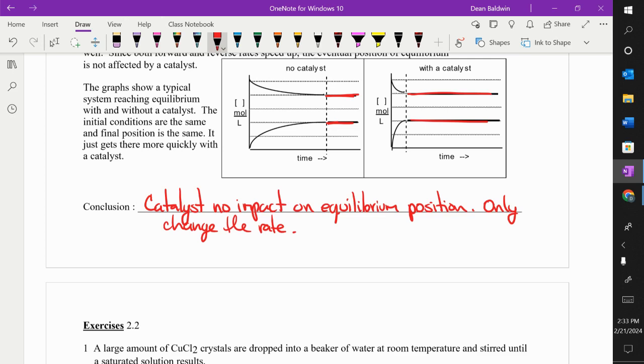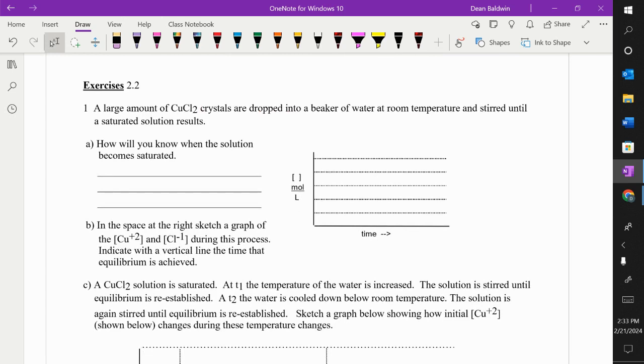3 things. Please answer those questions, and we'll go over the questions. I'll give you like 10, 15 minutes, and then we'll do the next one, which is enthalpy and entropy.